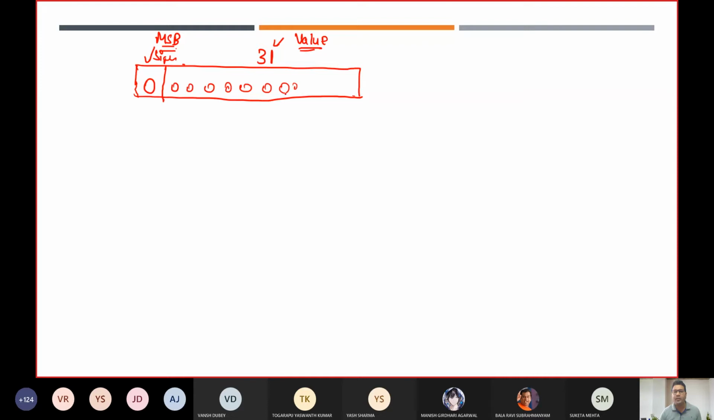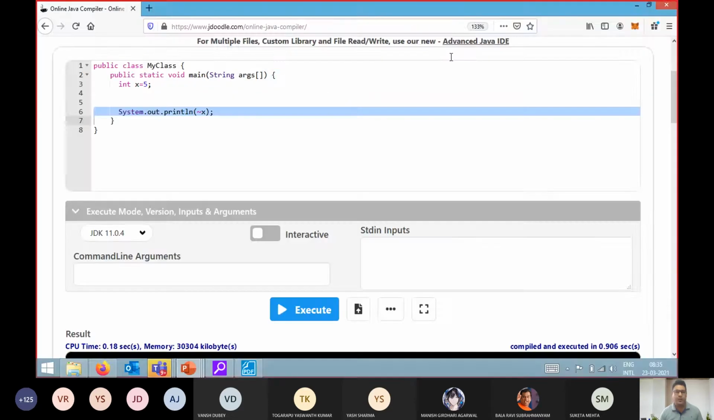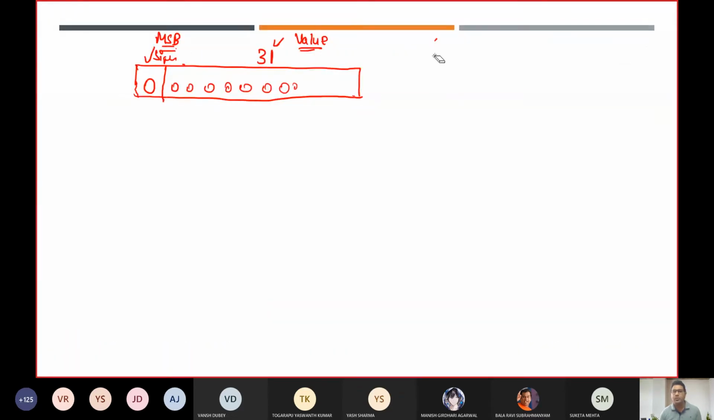If your number is x is equal to 5, how are you going to represent it? You represent x is equal to 5 like that: 1 0 1. So this is 4 2 1. That is why 1 0 1 is the representation of x is equal to 5.